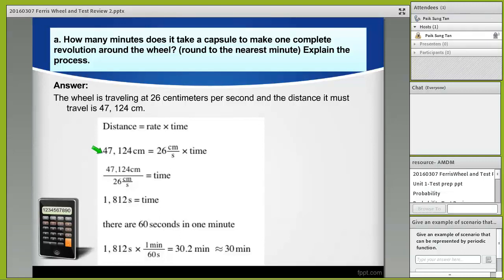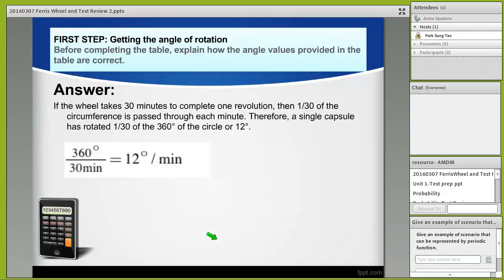Because distance equals rate times time, to get the time we use distance divided by rate. And you get 1,812 equal to the time. That's in seconds because the rate is in seconds. There are 60 seconds in a minute, so you convert it into minutes and you get approximately 30 minutes. The reason we convert it back to minutes is because the question was asked in minutes.